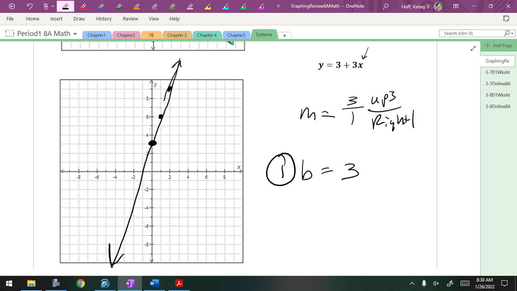Okay, grab your laptops, go ahead and log into Alex. You're not going to have any work to show me or have to turn anything in. You're just graphing your lines. Where's your laptop?